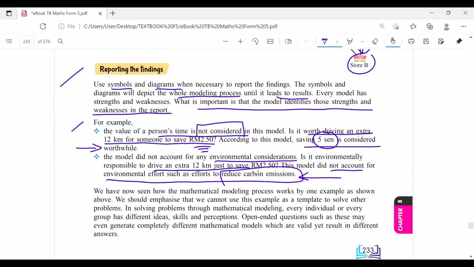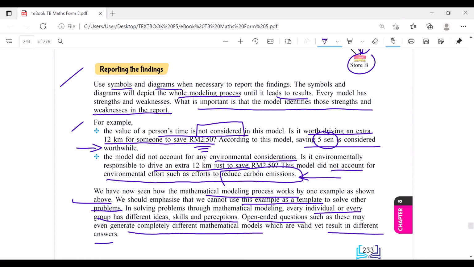Yeah, we have seen how the mathematical modeling process works by one example as shown above. So we should emphasize that we cannot use this example as a template to solve other problems. Only this problem. In solving problems through mathematical modeling, every individual or every group has different ideas, skills, and perception. So open-ended questions such as these may even generate completely different mathematical models, which are valid yet result in different answers. Okay?